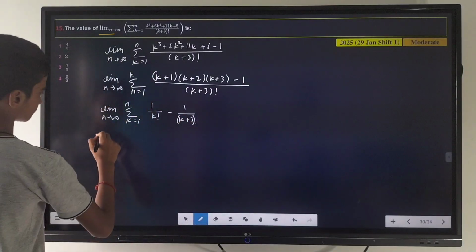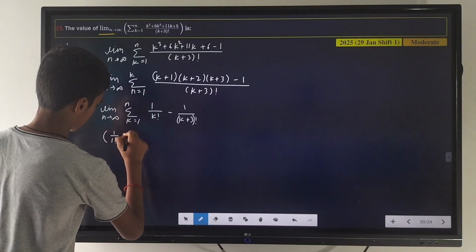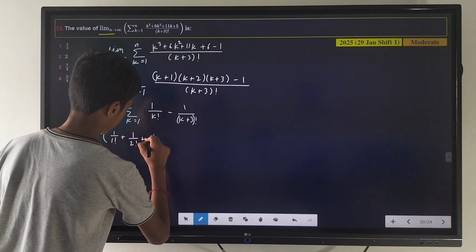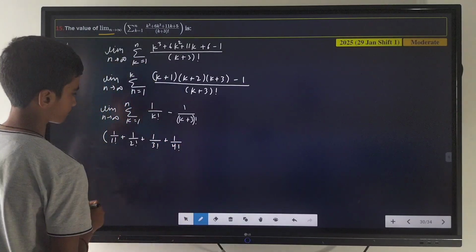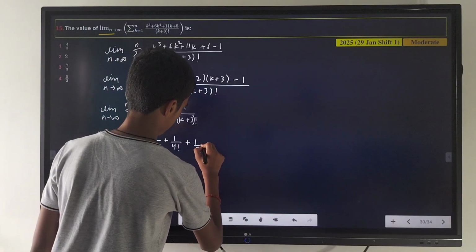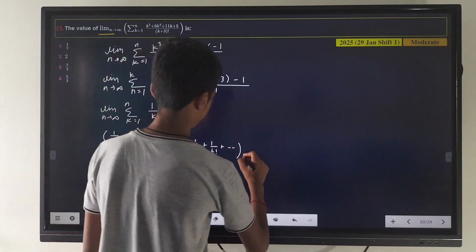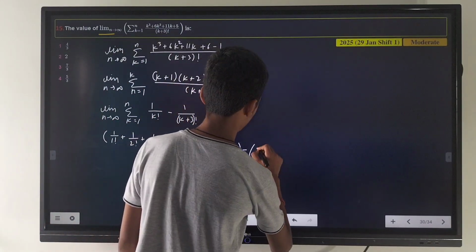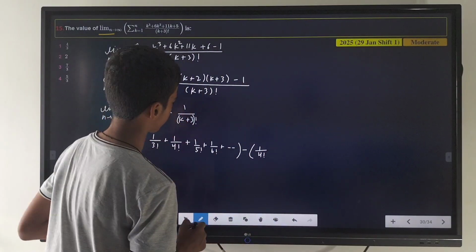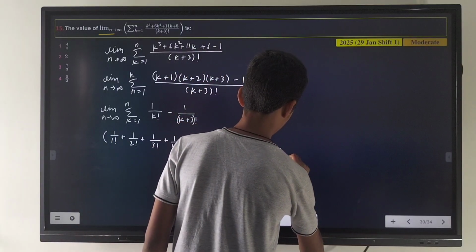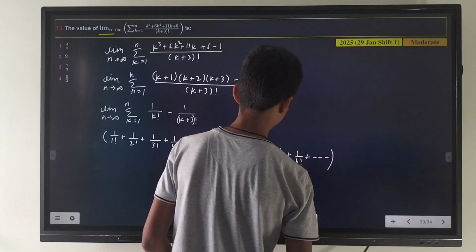So let's open. First we will open only 1 upon k factorial. 1 upon 1 factorial plus 1 upon 2 factorial plus 1 upon 3 factorial plus 1 upon 4 factorial plus 1 upon 5 factorial plus 1 upon 6 factorial, and so on, and minus the counting starts from 1 upon 4 factorial. For this we will put k is equal to 1, 1 plus 3, 4, plus 1 upon 5 factorial, 1 upon 6 factorial, and so on till infinity.